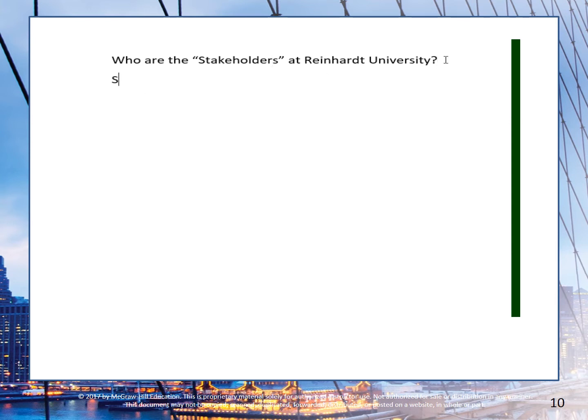To me, students would definitely be a stakeholder. Your faculty would be a stakeholder. Your staff, anybody that works for Reinhardt, would be a stakeholder. The board of directors would be stakeholders. Of course, Dr. Mallard, the president, and all of the administrative team would be stakeholders. Your coaches, your athletes, coaches and assistant coaches would be stakeholders.